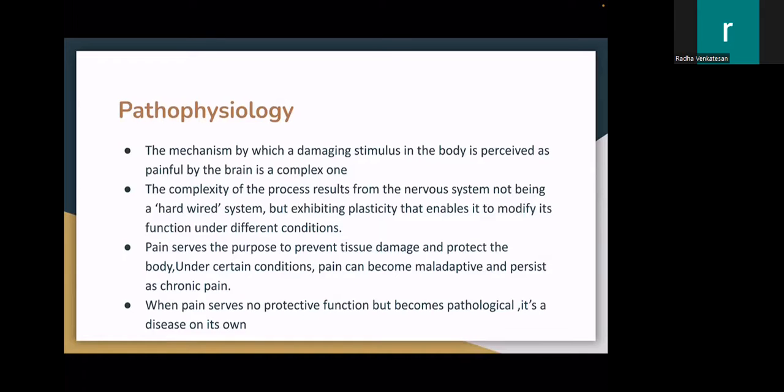Next, pain serves the purpose to prevent tissue damage and protect the body, which we saw previously. That is how we normally think. But under certain conditions, pain can become maladaptive and persist as chronic pain. That is why, for example, in neuropathies, something which is a good thing becomes a bad or a difficult thing to manage. Hence, when pain serves no protective function, but becomes pathological, it is a disease on its own. That is why this chronic pain entity itself happens.